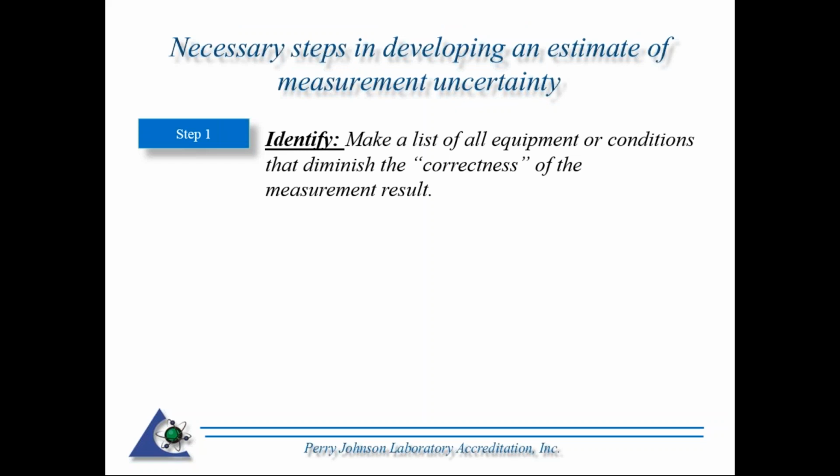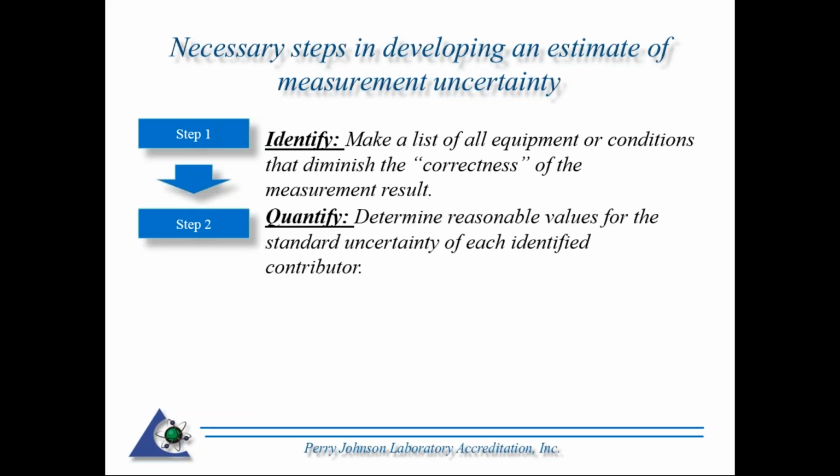Steps necessary in developing an estimate of measurement uncertainty. Step one is identify. We're going to make a list of all equipment or conditions that diminish the correctness of the measured results. We're going to identify those sources of uncertainty. Secondly, we need to assign a value, or quantify. So we have to determine reasonable values for the standard uncertainty for each identified contributor.